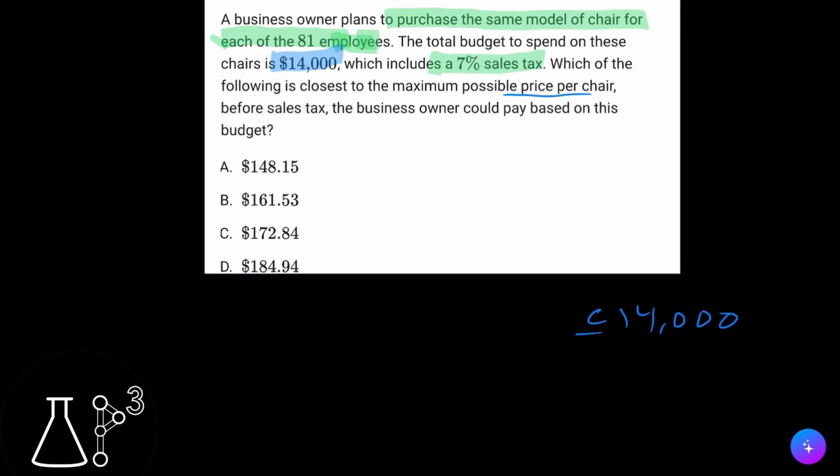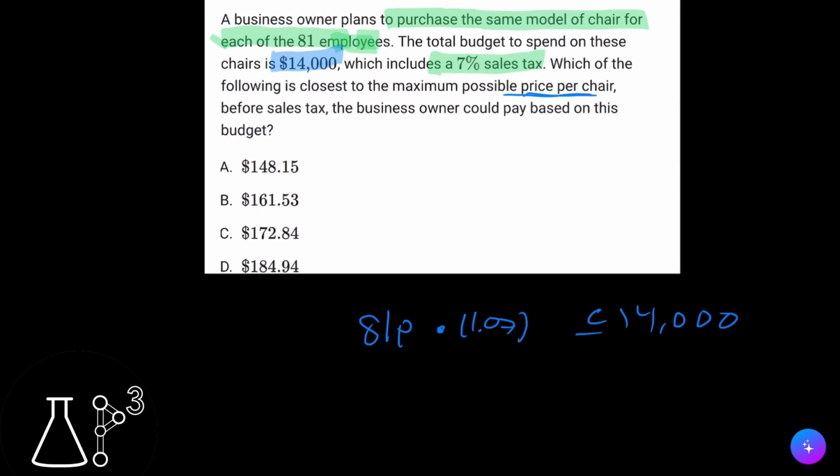So what does that mean? That means that when we look for the price of the chair, P, we multiply that by 81 employees, because 81 employees will be getting the same model chair at the same price per chair, and then we multiply that by the sales tax because it's included in the budget. So we can write the left side of the inequality as 81p, since 81 employees will each get one chair at price p, and it also includes a sales tax of 7%, so we can write that as 1.07.